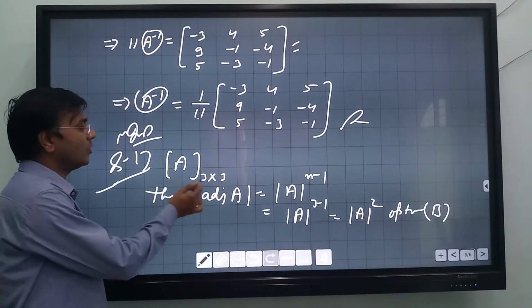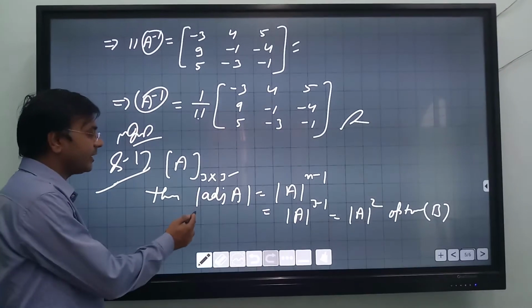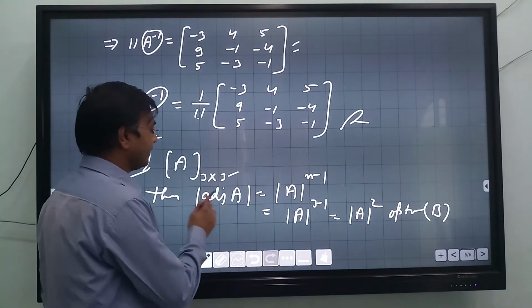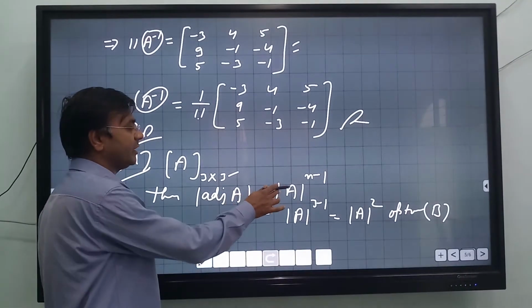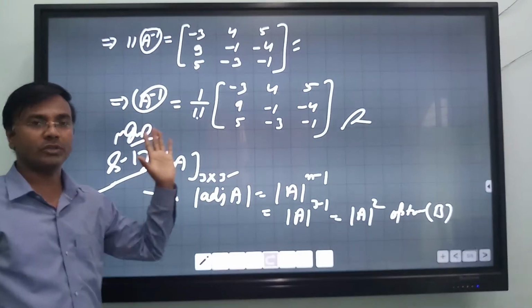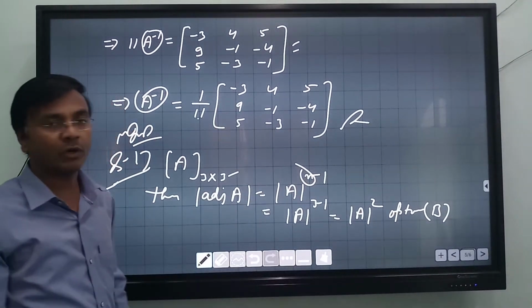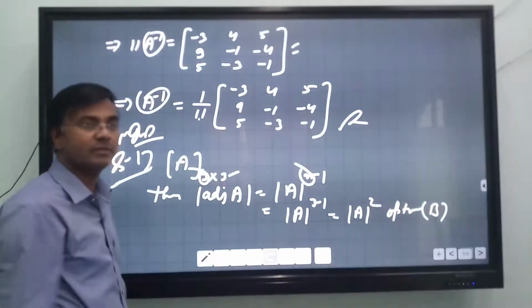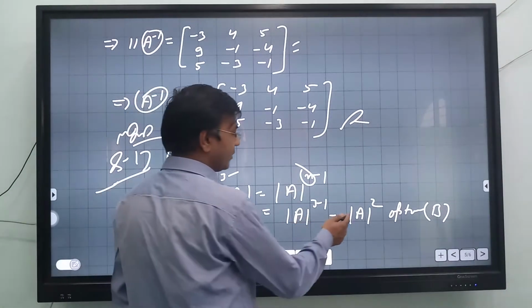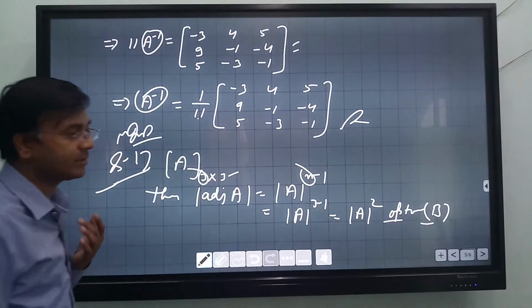A matrix is given of order 3, that is 3 by 3 order, and we have to find determinant of adjoint A. So we have learned in properties of determinants that determinant of adjoint A equals to determinant of A to the power n minus 1. So this property already taught and discussed. The value of n means order of matrix. So what is the order of matrix? 3. So put here 3 minus 1 equals to determinant of A, 3 minus 1, 2. So you will find there are 4 options. So option B is correct.